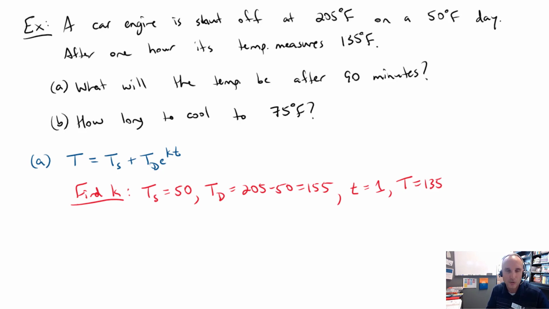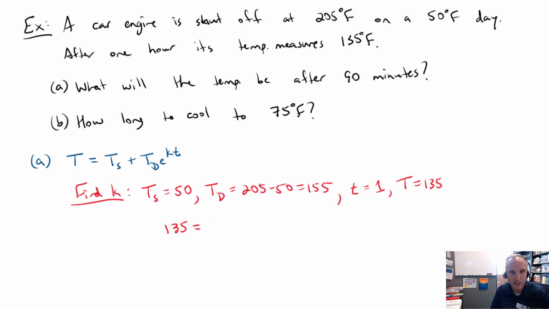For example, I'm not using the 90 minutes here because I don't know the temperature that goes with that time. But I do know that when my time is 1 hour, my temperature is 135. Now I have enough information here to solve for this constant K. Let's plug it all in.